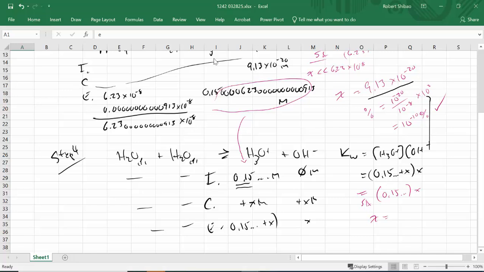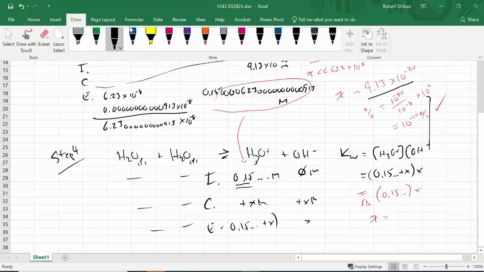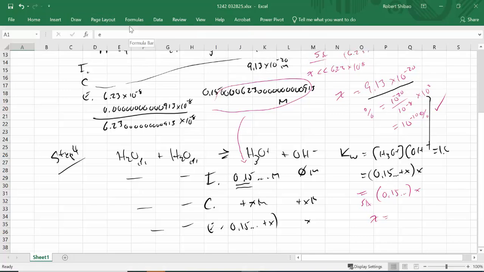And so X is, we know what KW is. KW is 1.0 times 10 to the minus 14 at 25 degrees C. And so I'll go 1 times 10 to the negative 14 divided by 0.15.